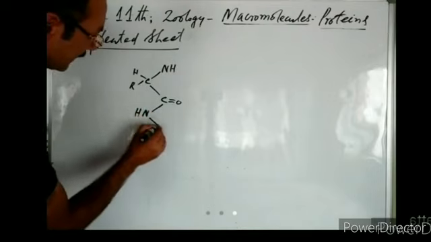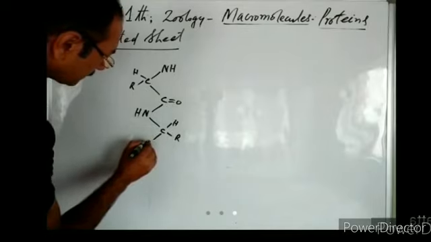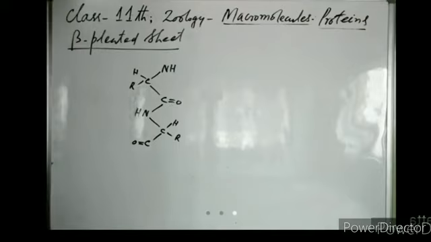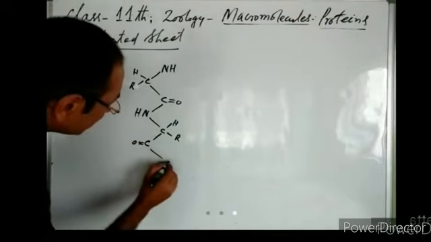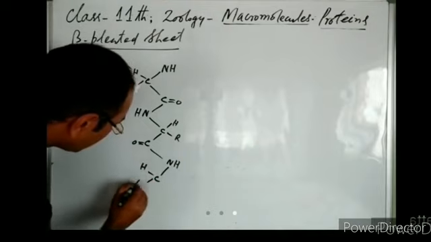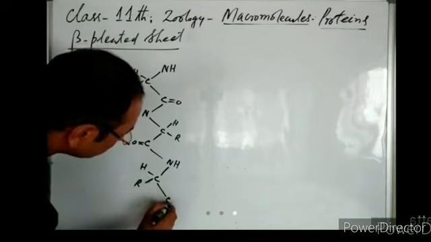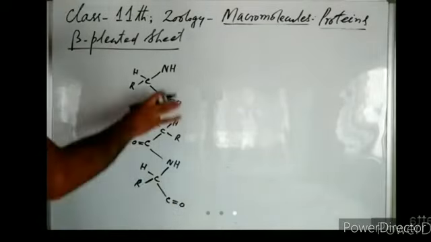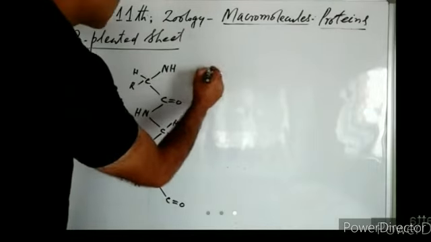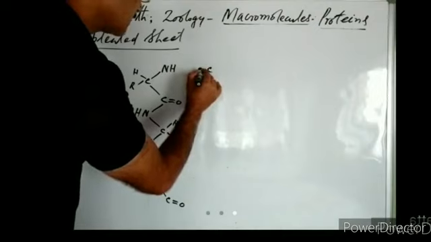NH, CH, R, C double bond O. Another amino acid. It gets linked to another amino acid. NH, CH, R, C double bond O. Right? So this is a small peptide chain. There may be another amino acid, so I will draw only this much. Now it gets linked. This is another peptide chain.